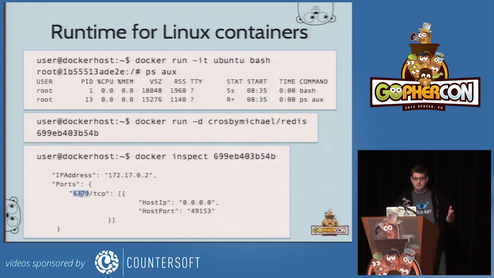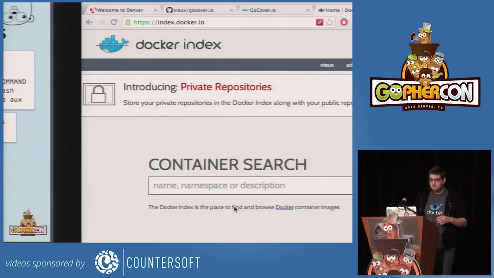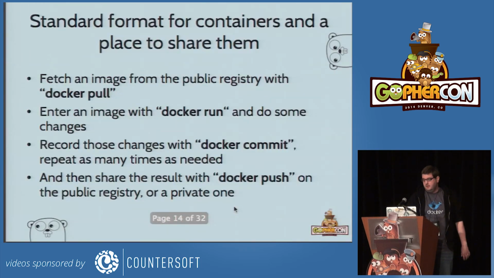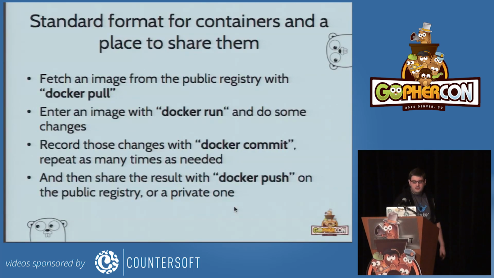-d means in the background, and so you get the container ID. So in your machine, you have a Redis server running in the background. And if you docker inspect this ID, you see that the container has its own IP address, and that its Redis port is forwarded to this port on your host.